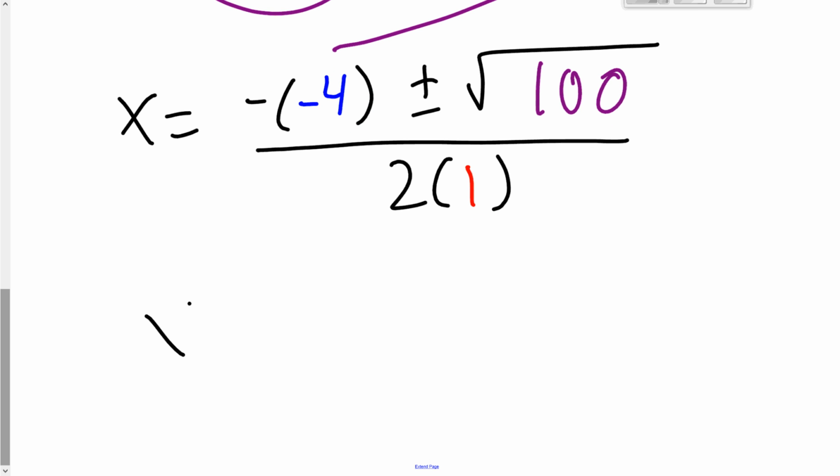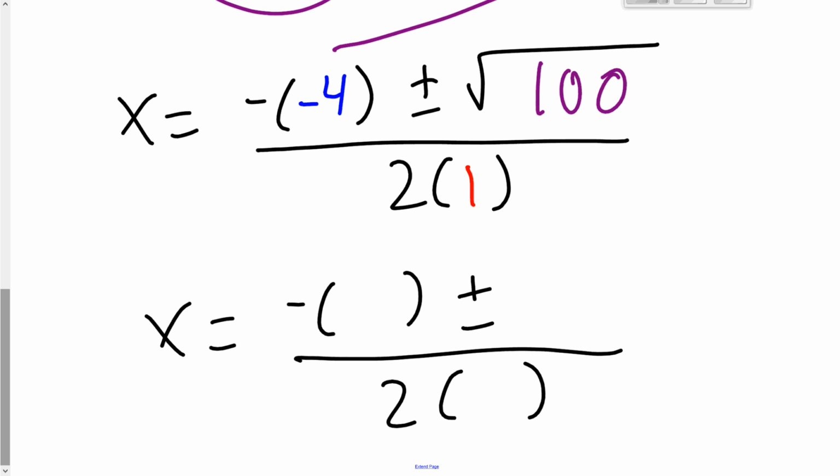What is the square root of 100? Well, the square root of 100 is 10, right? So the square root of 100 is 10. And the plus or minus takes care of the plus or minus. So we don't need to write plus or minus again. It's already there. The formula takes care of that.